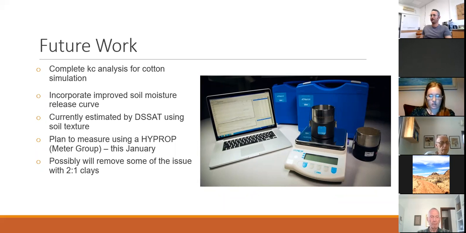We're probably going to start using this in January. Right now we're in the middle of a lab remodel and moving a bunch of instruments around. So our current goal is to set up the HYPROP in January and start running it then.